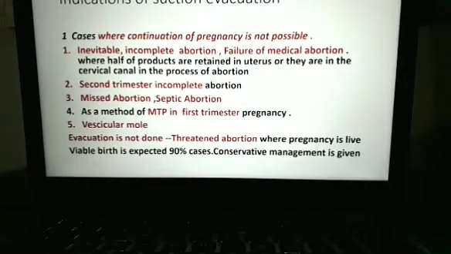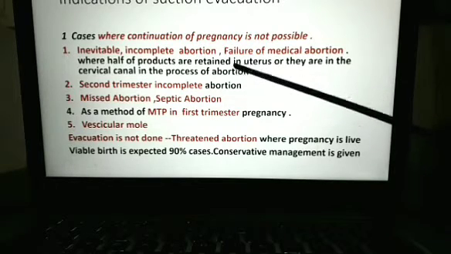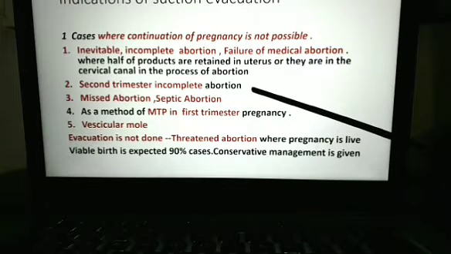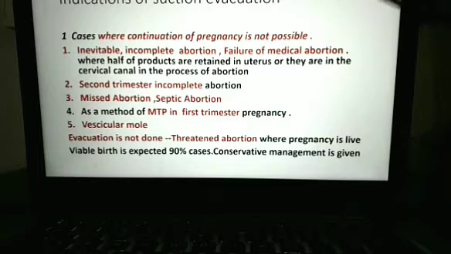What are the indications for suction evacuation? Cases where continuation of pregnancy is not feasible, not possible. What are these cases? Inevitable abortion, incomplete abortion, and failure of medical abortion where abortion is incomplete. In these cases, half of the products are inside and half are left, so they are aspirated with the help of suction evacuation. Second trimester incomplete abortion cases also can be subjected to evacuation.